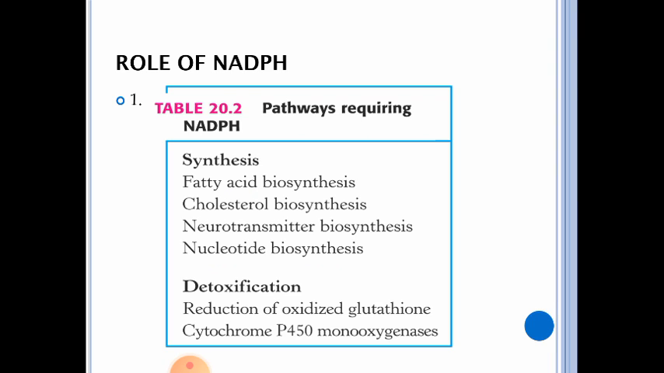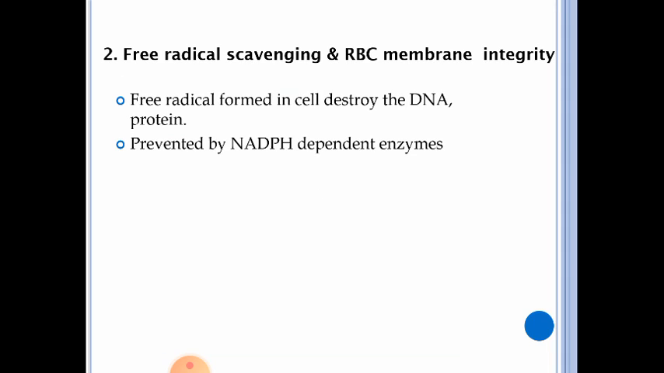So NADPH is required for fatty acid synthesis, various steroid, neurotransmitter and nucleotide synthesis, and also for free radical removal, that is, detoxification. It is required for biosynthesis as well as detoxification.